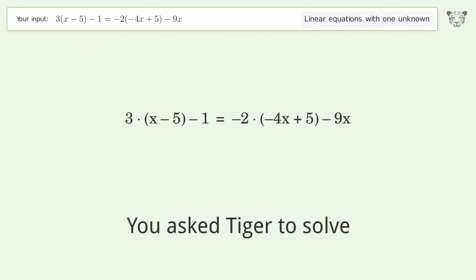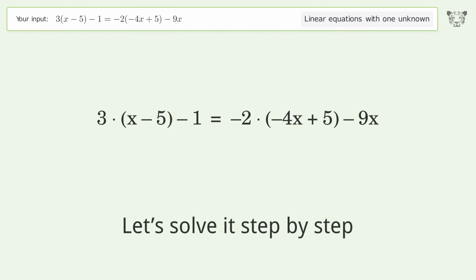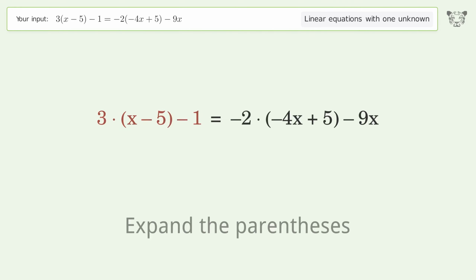You ask Tiger to solve. This deals with linear equations with one unknown. The final result is x equals 3/2. Let's solve it step by step. Simplify the expression. Expand the parentheses.